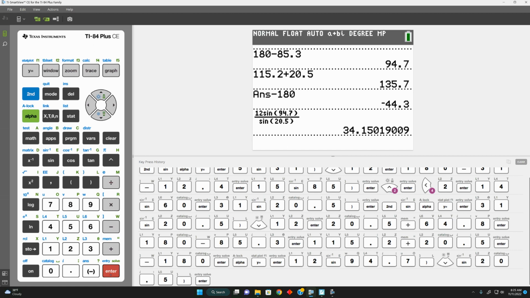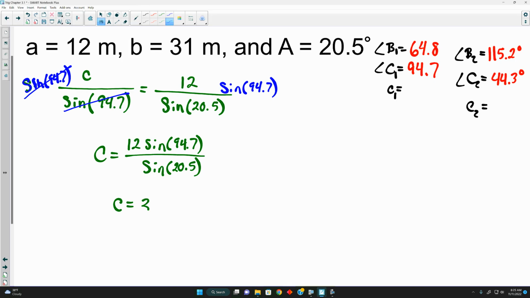We get 34.15 or 34.2. Any questions on how we found C1 or the first side C? We good with that there? What's the only difference between this one and the other C? The angle is what? 44.3 instead of 94.7, yes?